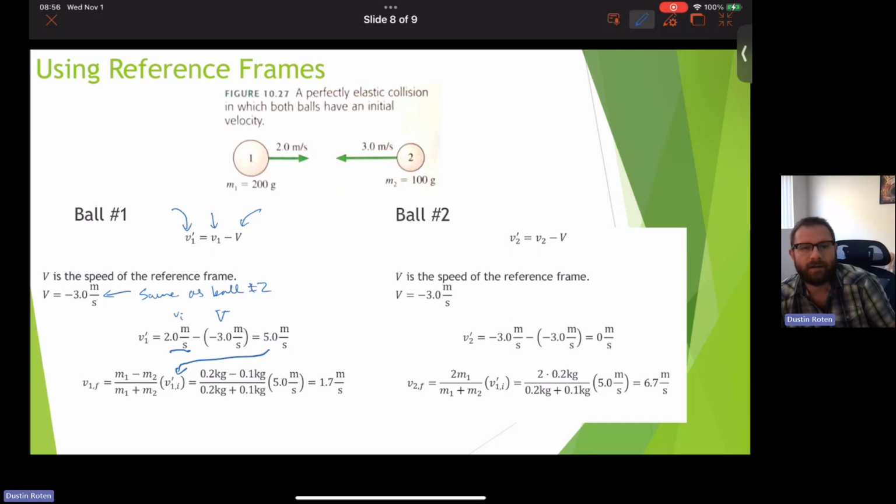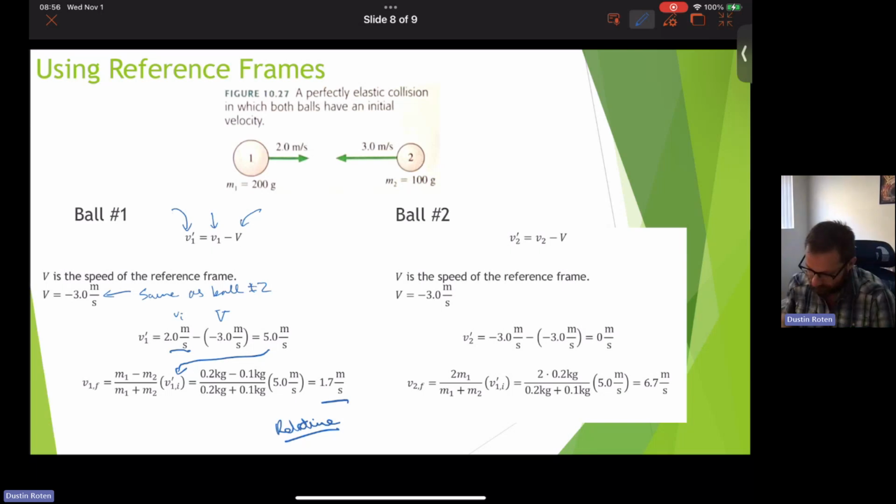Okay, now we know that initial velocity that we needed. Now we can calculate the final velocity of ball 1 because we know everything in the equation. And it turns out that velocity is 1.7 meters per second. Keep in mind, this is still in a relative frame. This is the velocity as seen from the one riding along with the second ball.